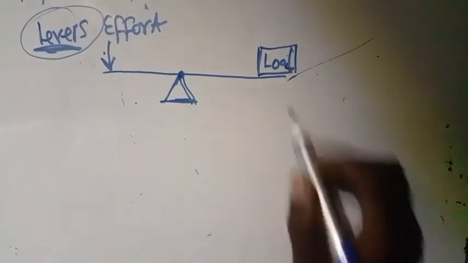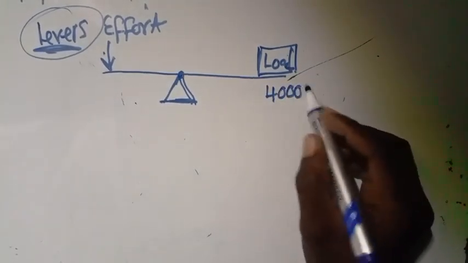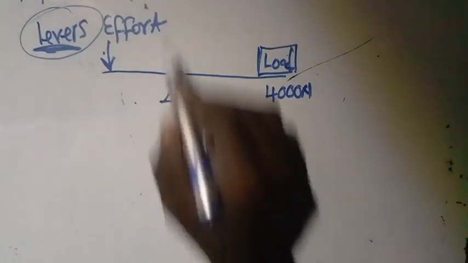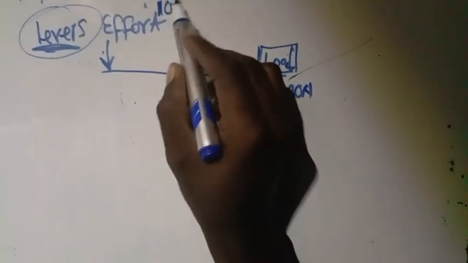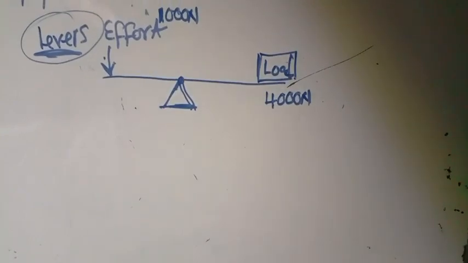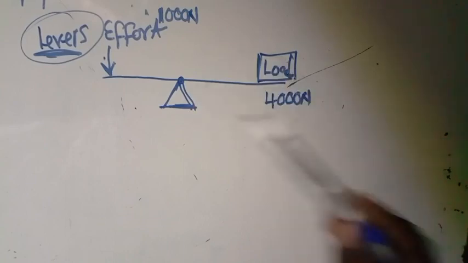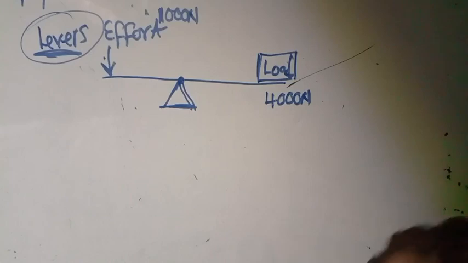You discover that this load can maybe be 4,000. Here maybe you're just using 1,000 newtons. Have you seen what is happening? Just like this. So this is just an example of a simple machine of this nature or of this kind that you are supposed to know and understand.